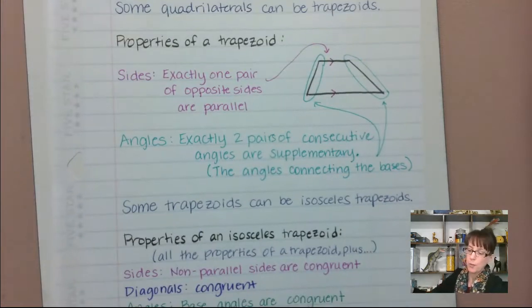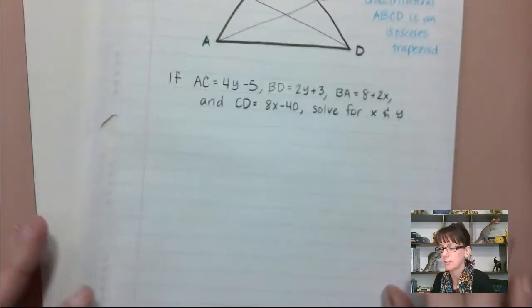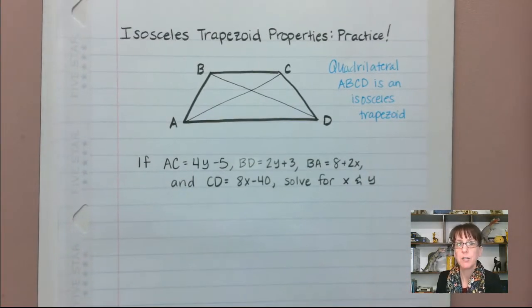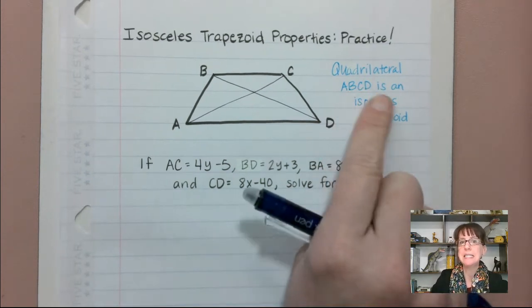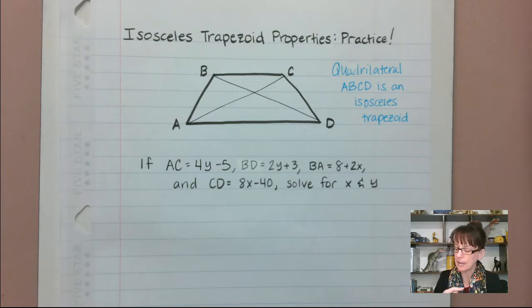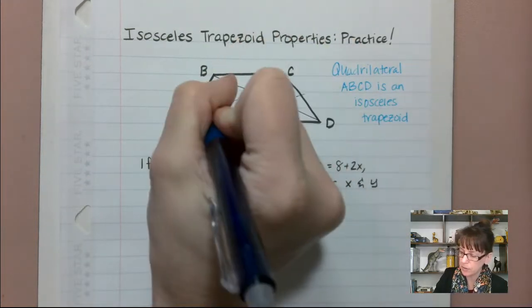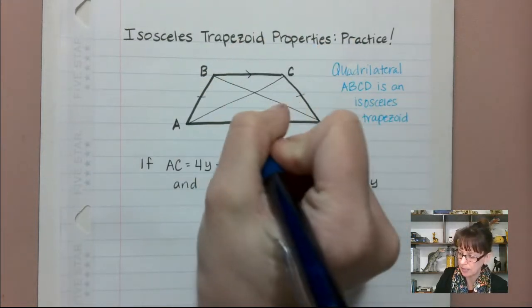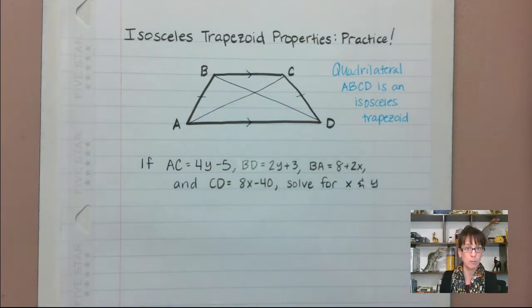Okay, so let's take a look and apply those properties that we just learned. Make sure to grab your notebook, write the properties down, and then let's do this practice together. So here's our trapezoid. Quadrilateral ABCD is an isosceles trapezoid. That means that this side is going to be congruent to this side, and this one is parallel to this. That's the very least that we know.